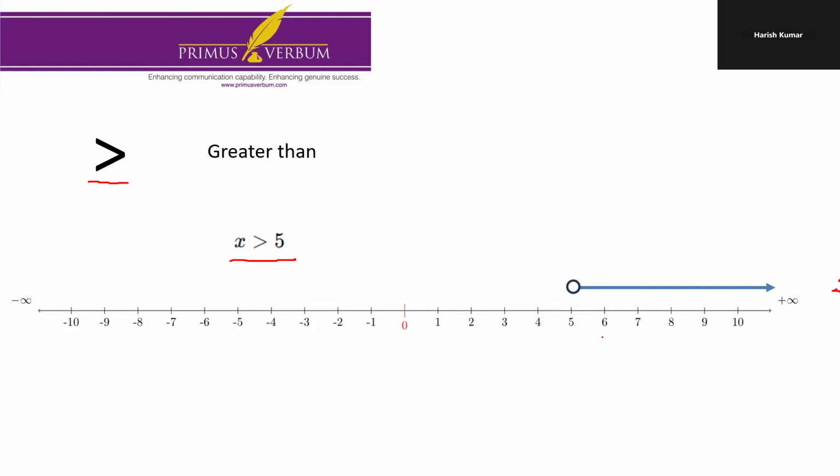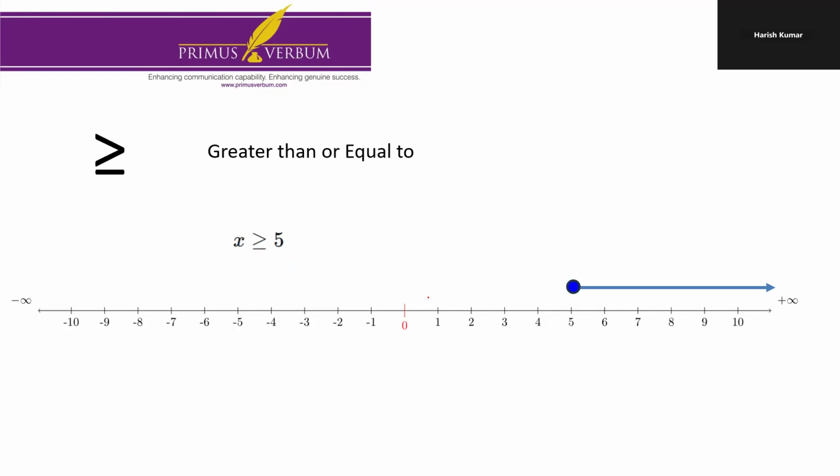You see that it does not include 5. That's why I have put an empty circle right above 5. But it does include 6, 7, 8, 9, 10, and it goes right up to plus infinity, or the largest number possible. So x can be anything other than 5, and it keeps on increasing and goes right up to infinity.